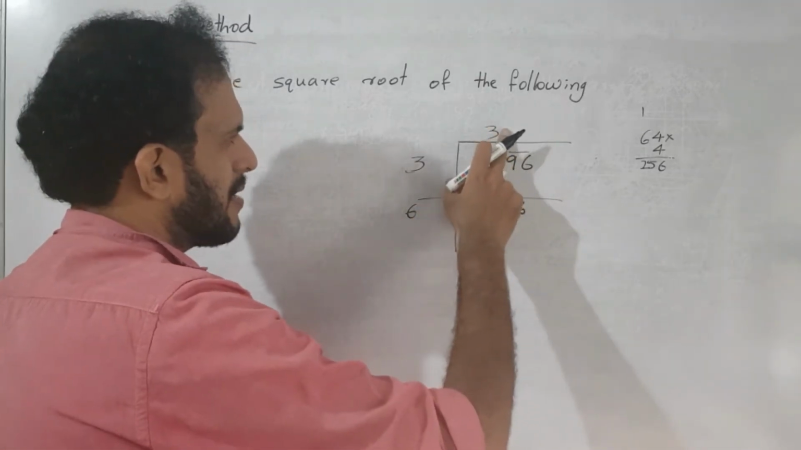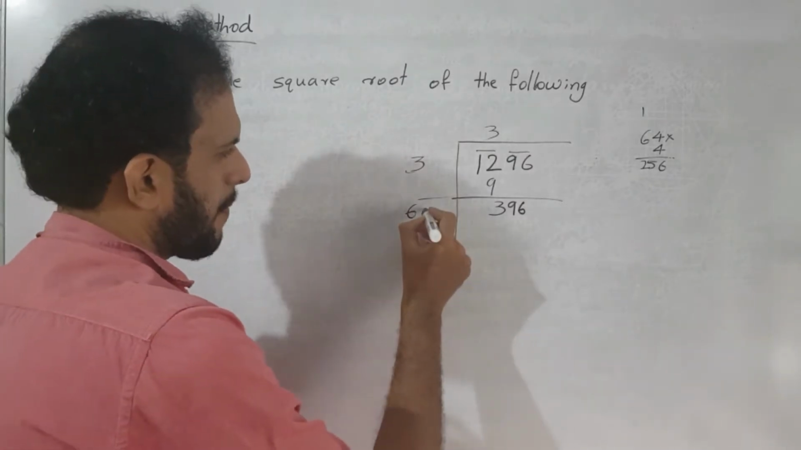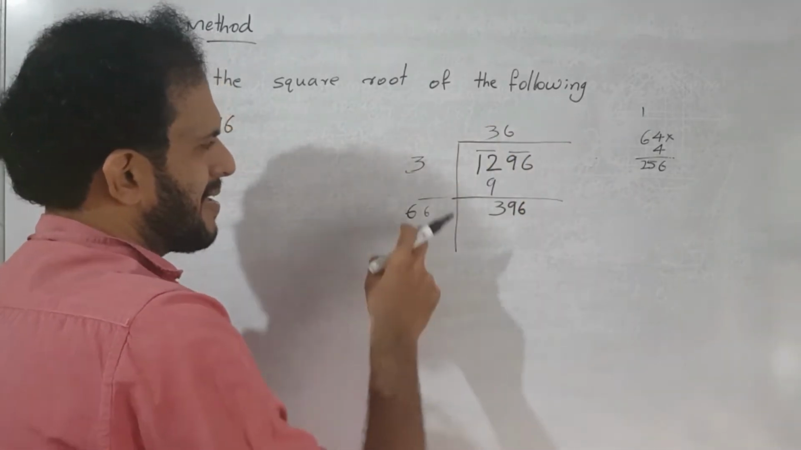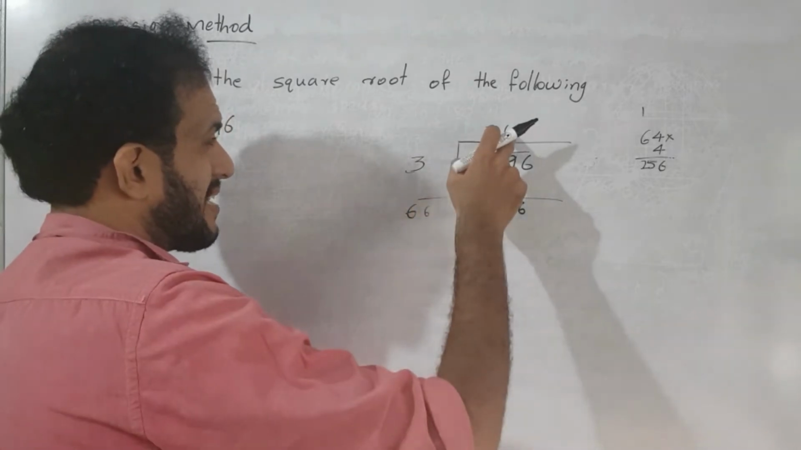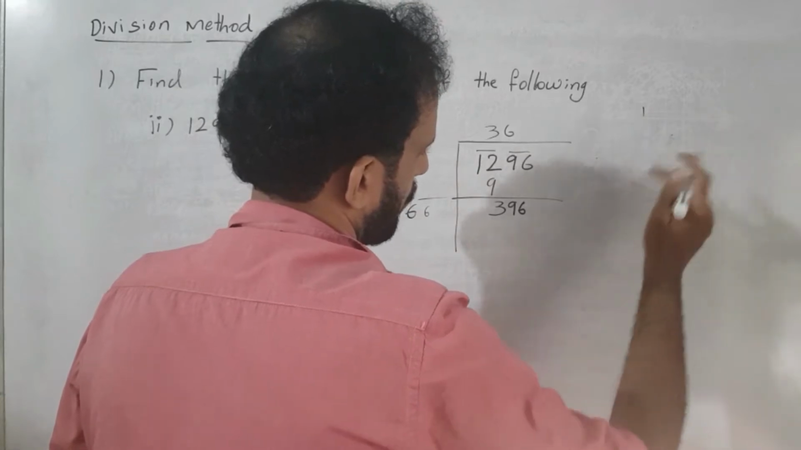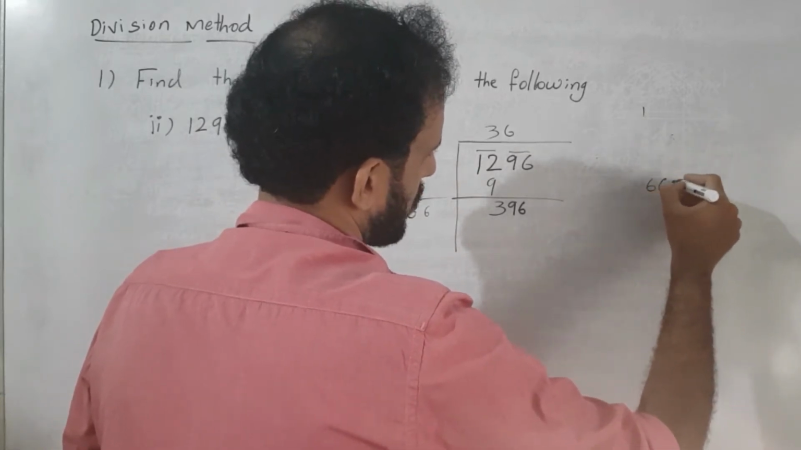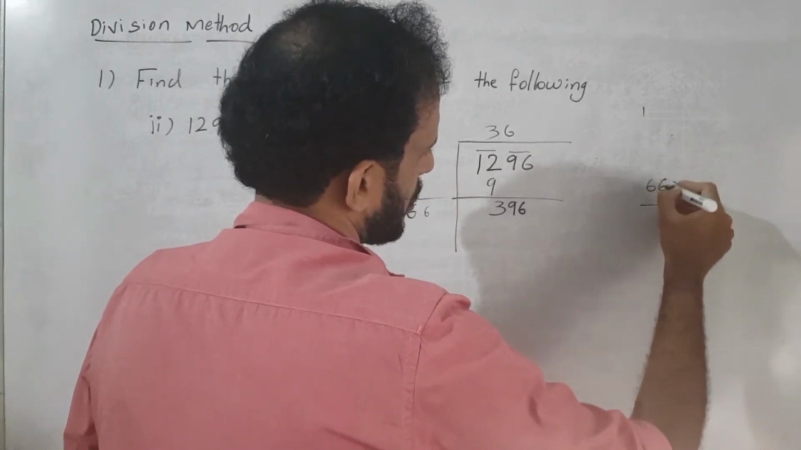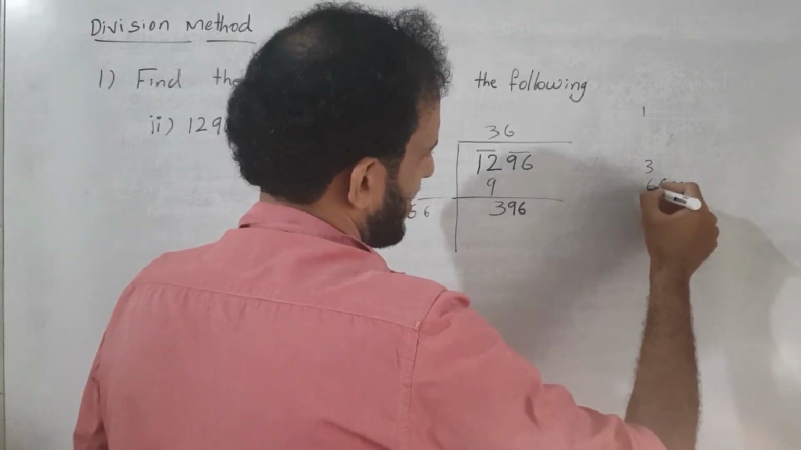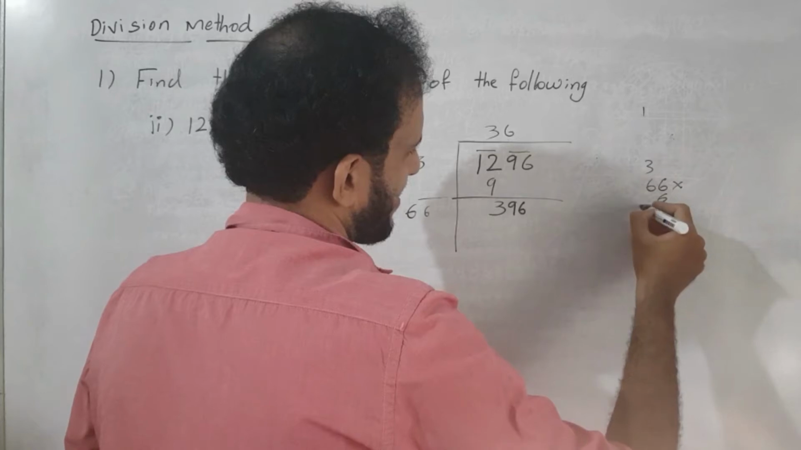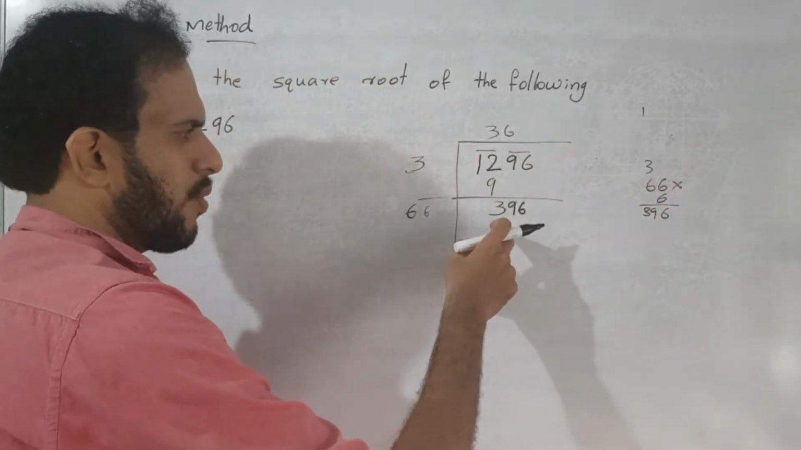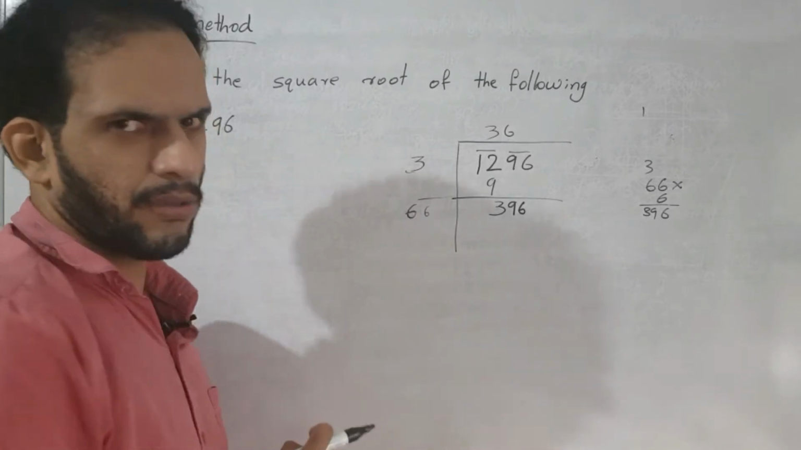Then what is the next chance? The next chance is 6. Okay, then we check the 6 also. Then what is next? 6 into 66. Okay, 66 into 6. Then 6 into 6 is 36. Then 3. Then 6 into 6, 36. 36 plus 3 is 39. Then the number is 396, the same. So our assumption is correct.